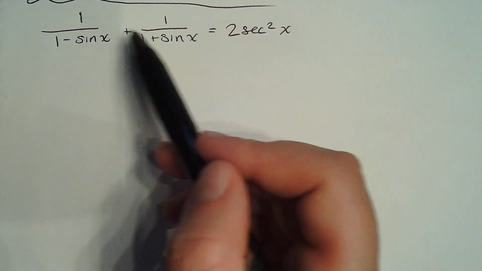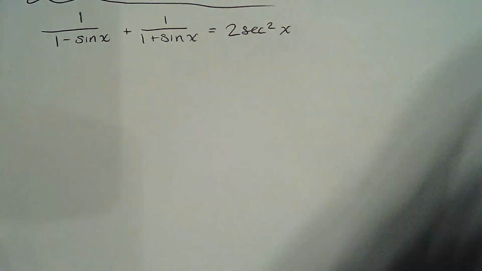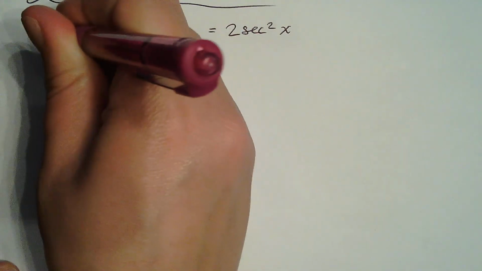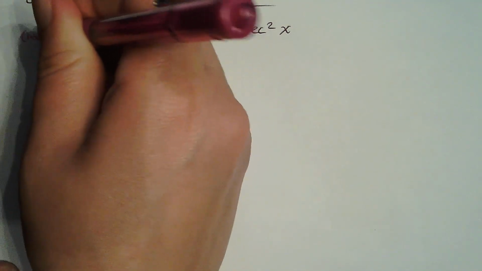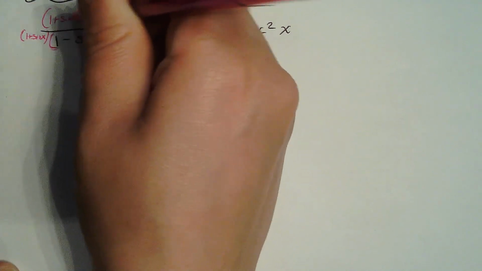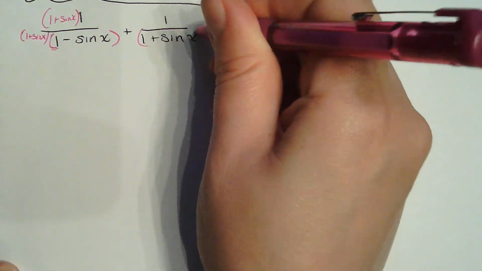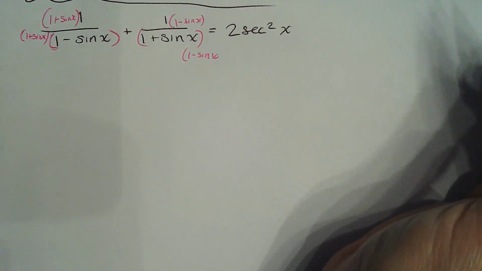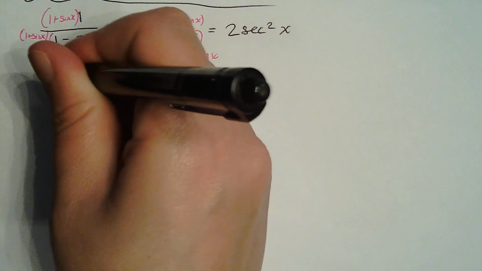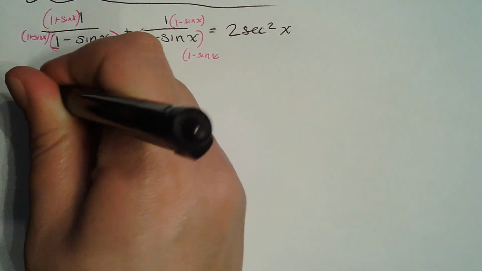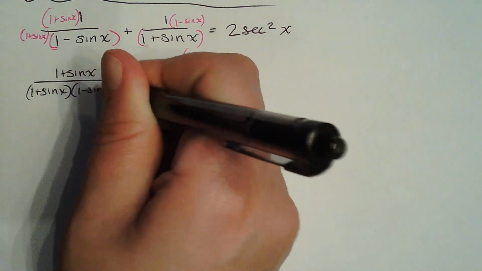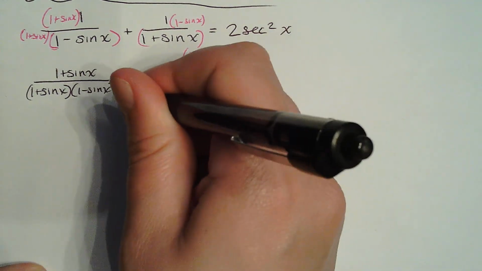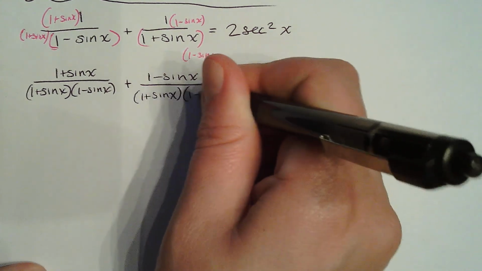Okay, just like we did in the last lesson, I'm seeing two denominators. They are different, and I need them to be the same. So I'm going to get a common denominator. This is 1 minus sine x, this is 1 plus sine x. So over here in this one, I'm going to give it a 1 plus sine x on the top and the bottom. Over here, I'm going to give it a 1 minus sine x on the top and the bottom. And I'm going to multiply this out, and let's see where we are after that.